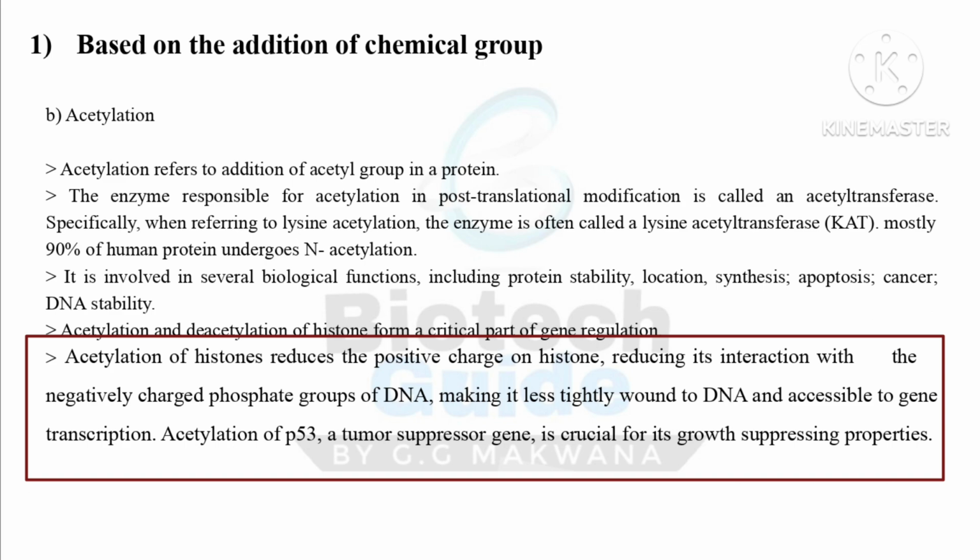Then acetylation of the p53 tumor suppressor gene is crucial for its growth-suppressing properties. So that is also mainly performed via the acetylation process. So these are some important points for the acetylation process.